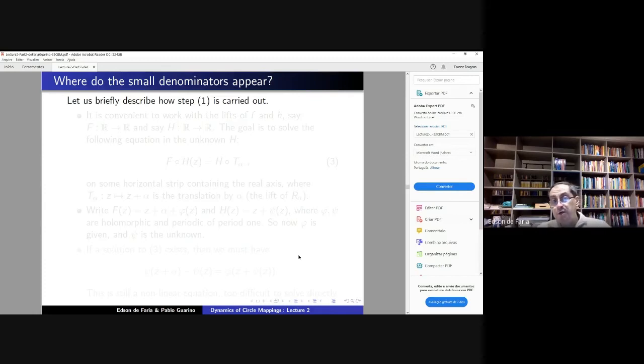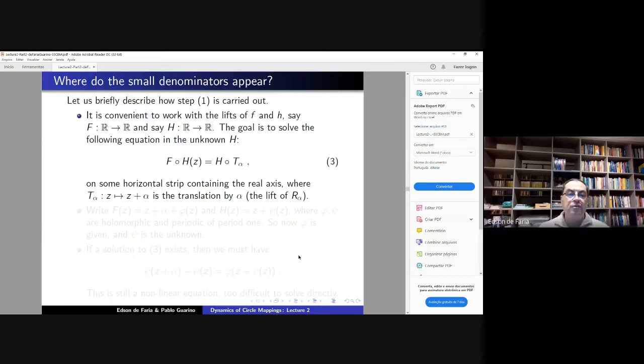Step 1 is where you consider the linearized problem, right? And I want to do that in order to show to you how the small denominators creep in. Instead of working with the maps themselves, it's usually much more convenient to work with the lifts of these maps to the real line. In these terms, the problem reduces to this: capital F is the lift of small f, and capital H is the lift of the small h, which is the unknown. It's the map that you're looking for, right?